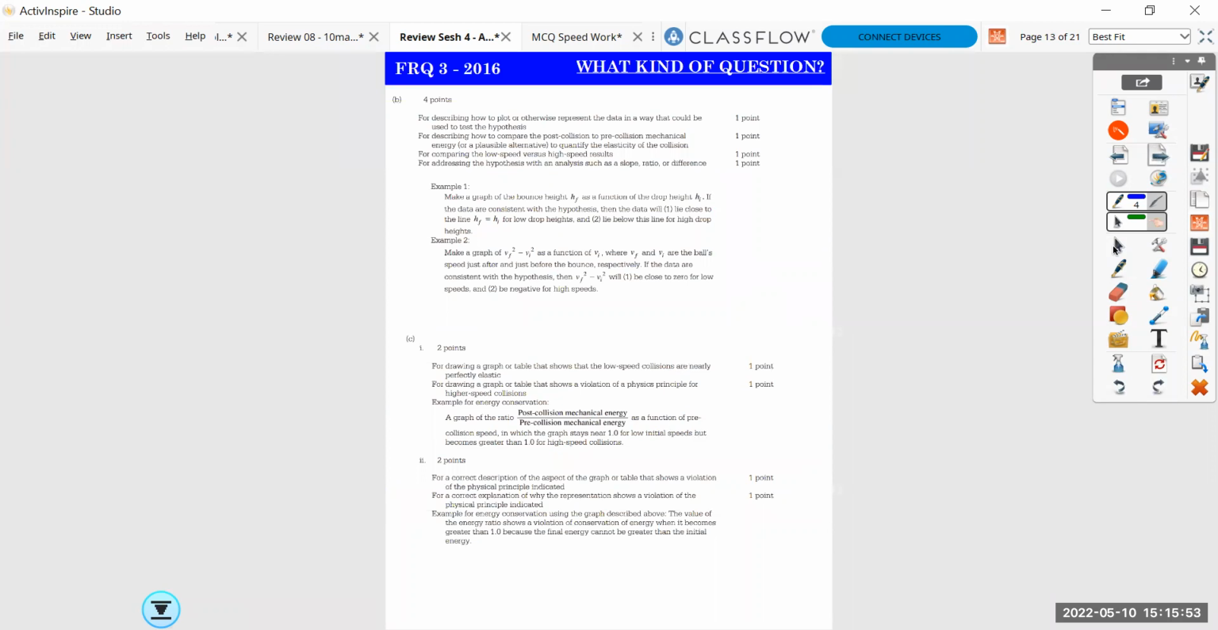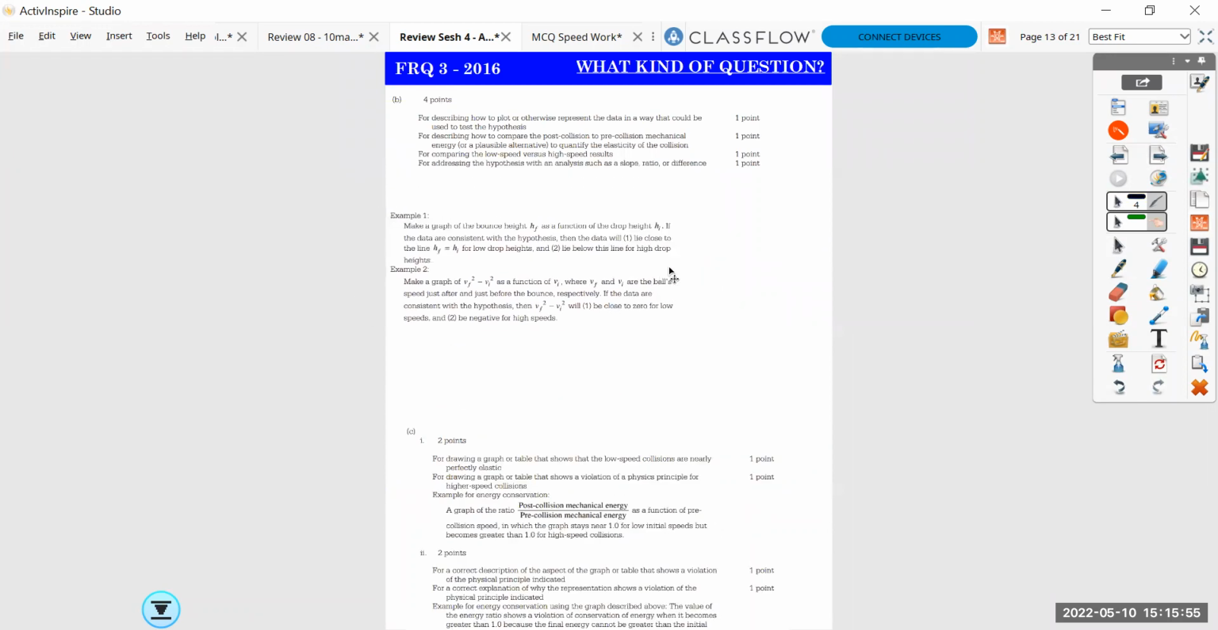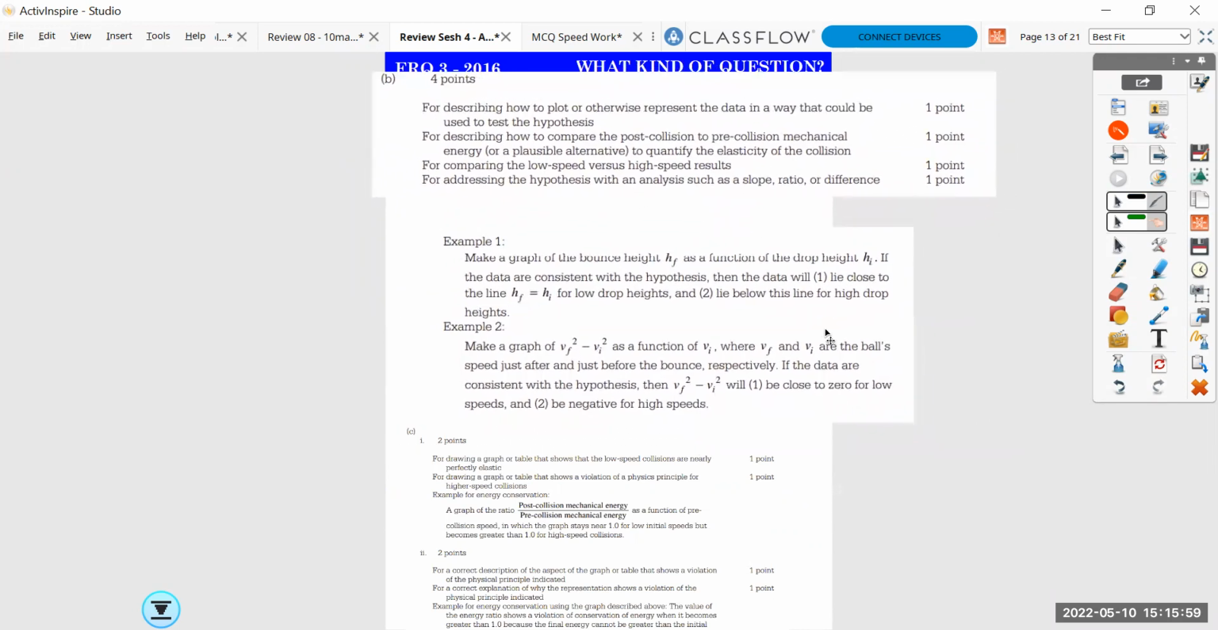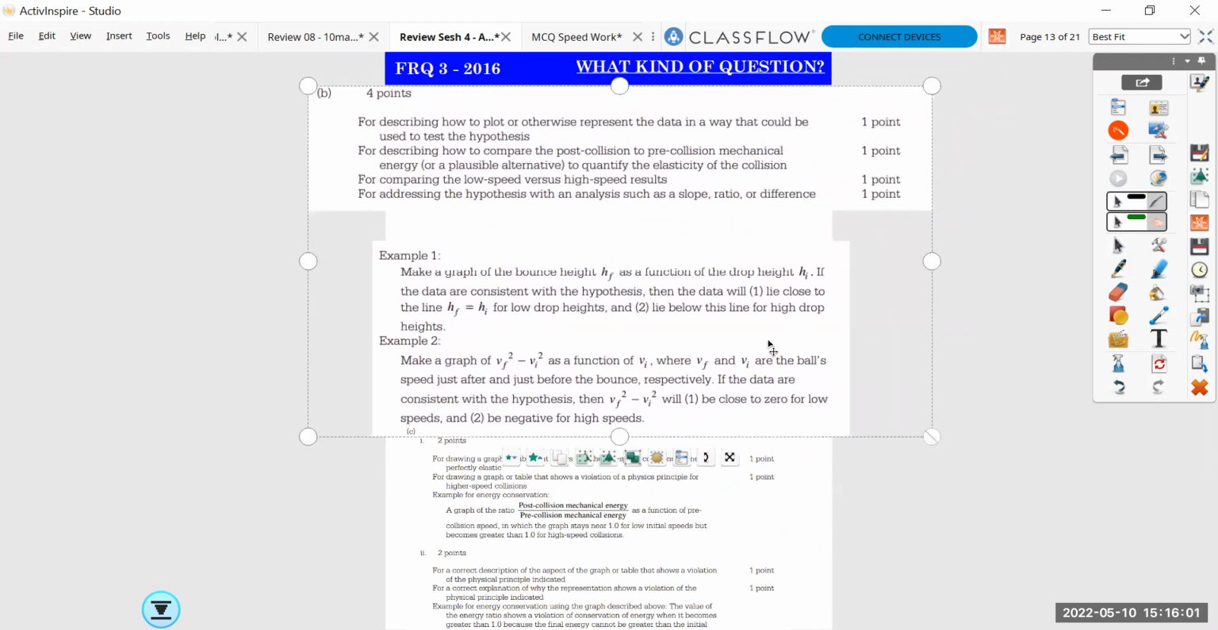B is really small. B, also worth 4 points. 4 points for describing how to plot or otherwise represent the data in a way that can be used to test the hypothesis. Making a graph is almost always the best thing to do. You could describe how to compare the post-collision to pre-collision energy.